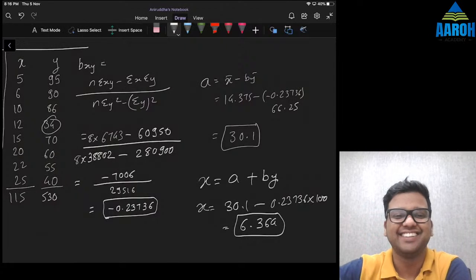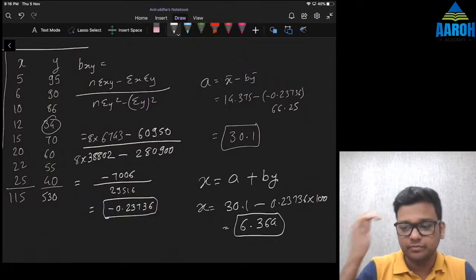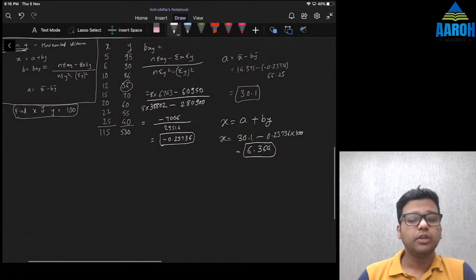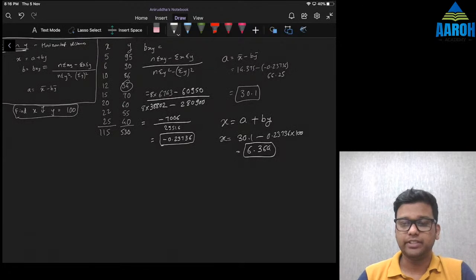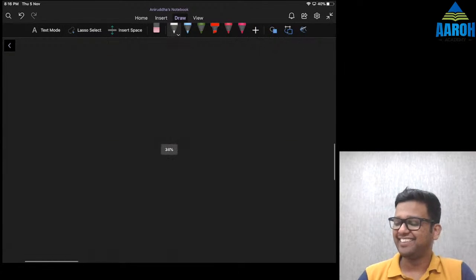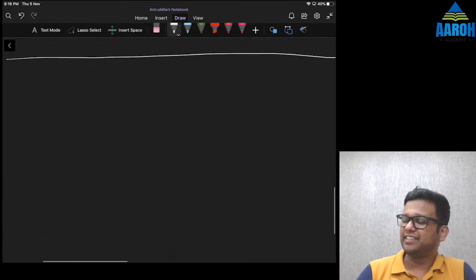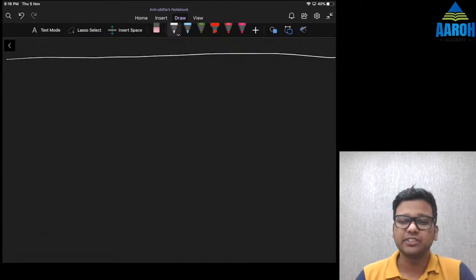Yes, correct. Fine, then let's proceed. So that was regression equations, basic. Okay. That was basic regression equations, bxy and byx, that is x on y and y on x.